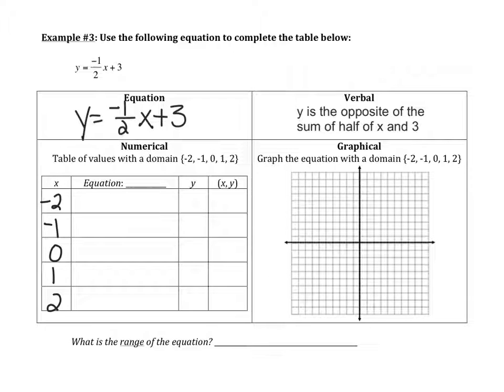The equation I'm using is y equals -1/2 x plus 3. This middle column is where I'll do the work. I'll put my answer for the y values in this column, and I'll put them as ordered pairs in the last column. So let's get to work.